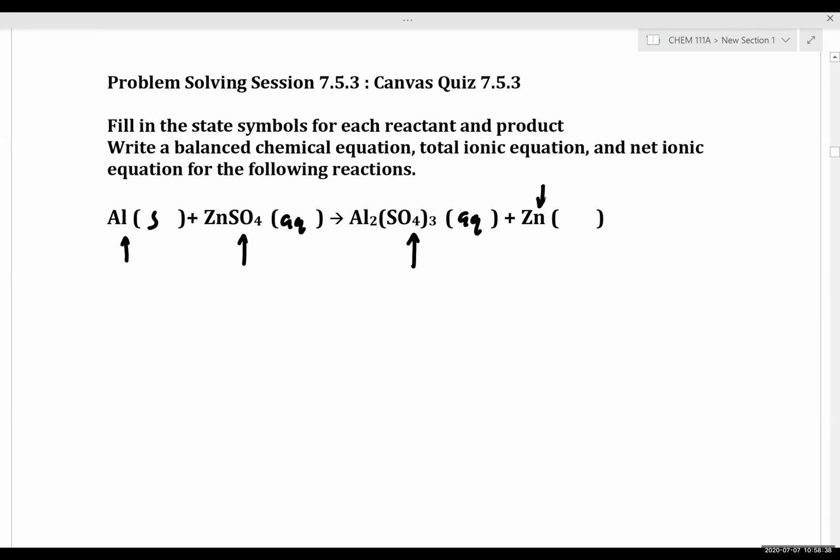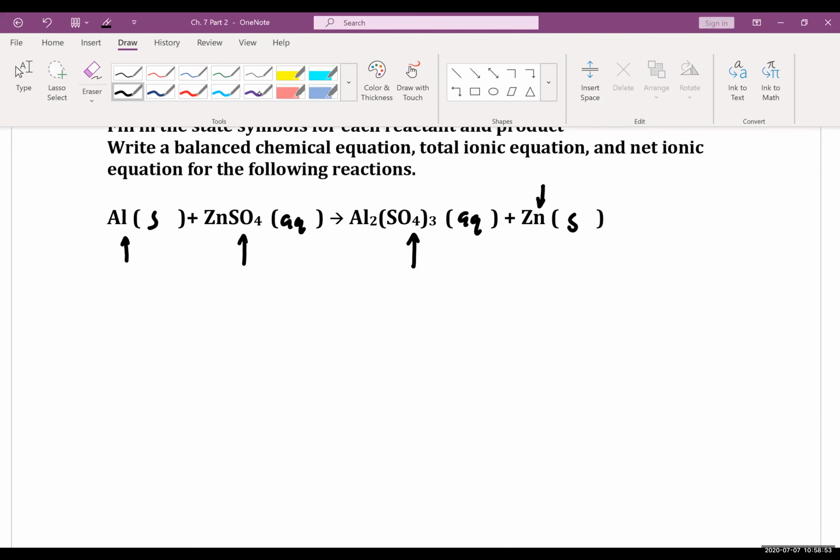And then zinc, is zinc the pure element, soluble or insoluble? What symbol do we put for the pure element zinc? Solid, yep. Perfect. So now we have to balance this chemical equation.